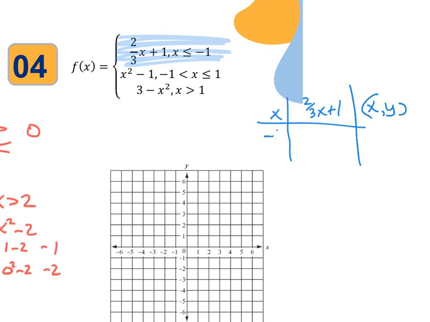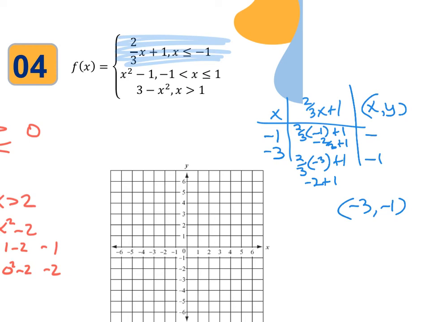So here I'm going to plug in -1, and I'm also going to plug in -3. You can choose whatever you want. The reason why I chose -3 is so that when I multiply 2/3 times -3, it cancels. And this just becomes -2 plus 1. So I graph -3, -1. But when I plug in the -1 here, I get -2/3 plus 1, which gives me positive 1/3. So I would be graphing -1, comma 1/3. I need to plug in the -1 because that's what's in my inequality.